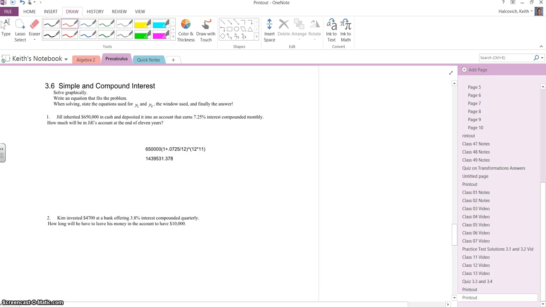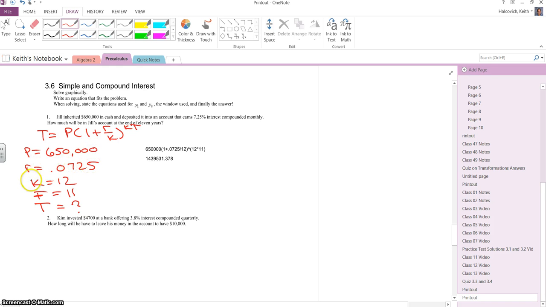All right, so here's some actual word problems. The first one, remember our formula T equals P times 1 plus R over K to the KT. We know our principal is 650,000. We know our R is 0.0725. We know our K is 12 because it's compounded monthly. Our time is 11, our small t. Our big T is what we don't know.